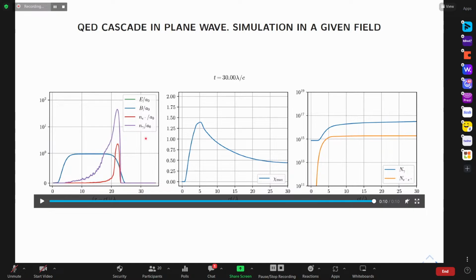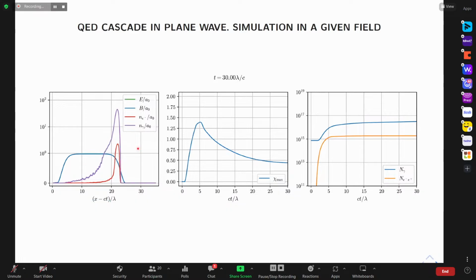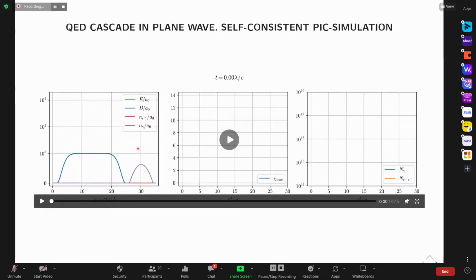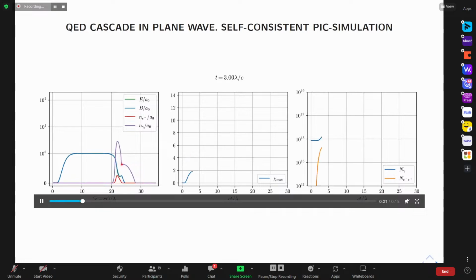But what's important in this simulation is that the field of the laser pulse is fixed, so it does not respond to any currents occurring in this electron-positron plasma. And this becomes very important, because in this simulation we have the same initial conditions, but this time it's a proper particle-in-cell simulation where currents of electrons and positrons contribute to the electromagnetic field. And if you look at this simulation, it's actually quite drastically different.